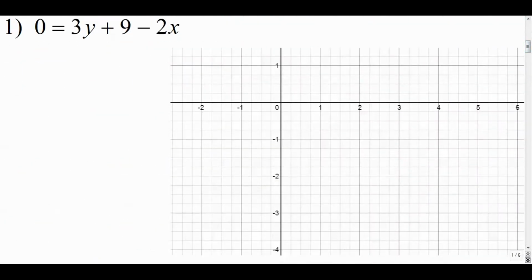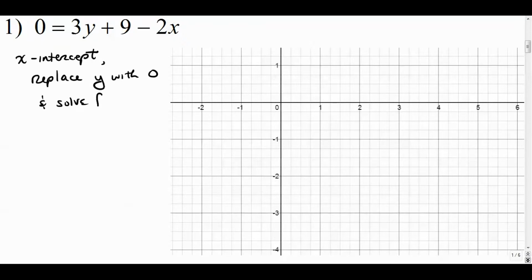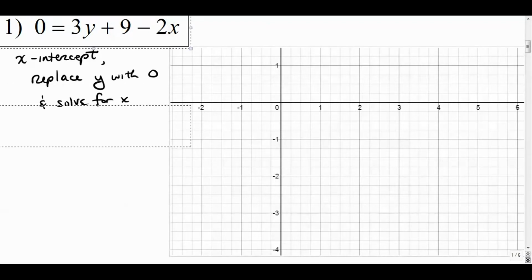You'll notice that this one is not even close to y equals mx plus b format, but I'm not going to get it into that format for this lesson. What I'm going to do is use this little trick. To find the x-intercept, I'm simply going to replace the letter y with a 0 and solve for x. That is my strategy. Let's see if we can do this here.